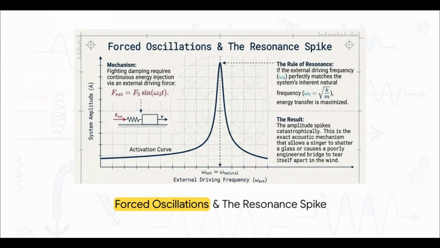But what if we fight back against that decay? If we continuously pump energy in via an external driving force, we can force the system to keep moving. And if we hit the jackpot, if that external frequency perfectly matches the system's own inherent natural frequency, we trigger a massive, catastrophic resonance spike. The energy transfer maxes out, and the amplitude goes absolutely through the roof. It's a real game changer. This is the exact acoustic math that lets an opera singer shatter a wine glass or causes a poorly engineered bridge to literally tear itself apart in the wind.